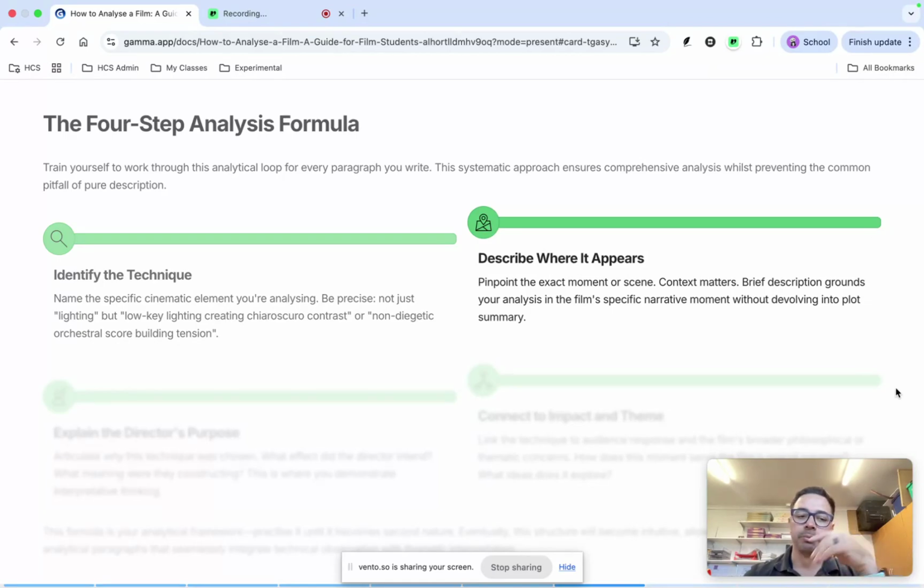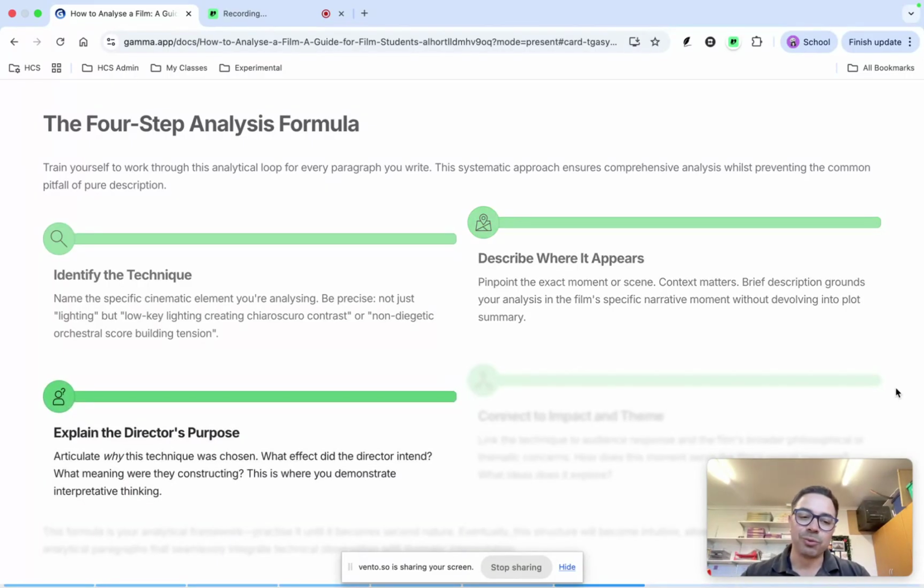we describe where it appears, okay, we have to give them context to what we're explaining over here. Don't just assume that the person knows what we're talking about. And then we explain the director's purpose, why this technique was actually chosen, what the intended purpose the director had in mind, because now we're interpreting something, right? And it's not a case of being right or wrong. It's we need to show that we are actually interpreting.